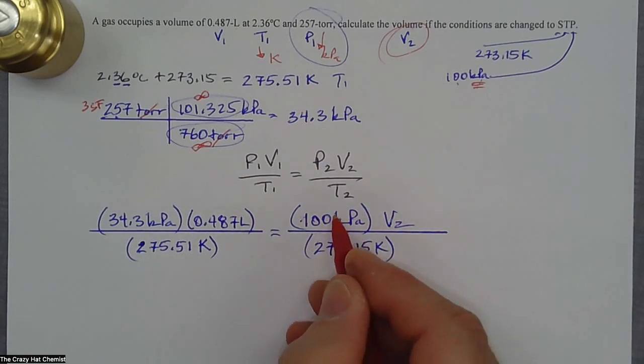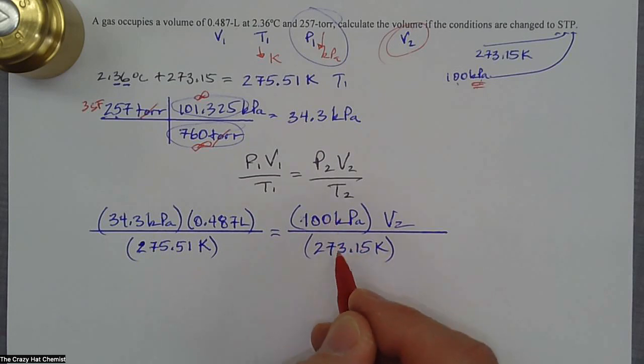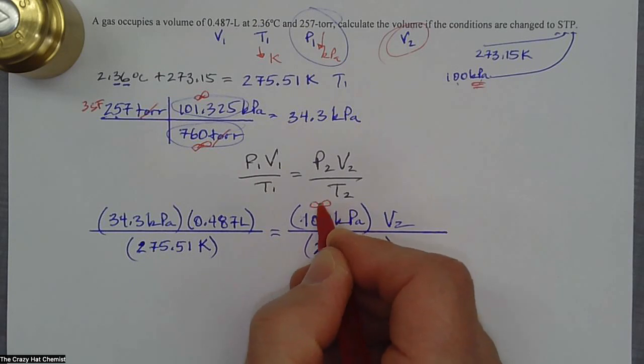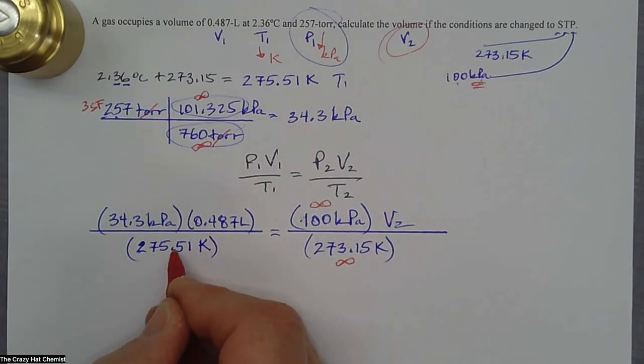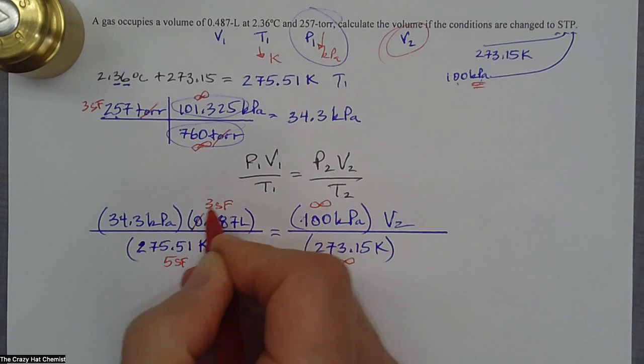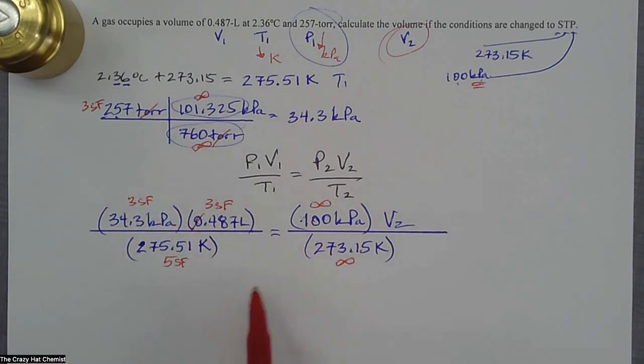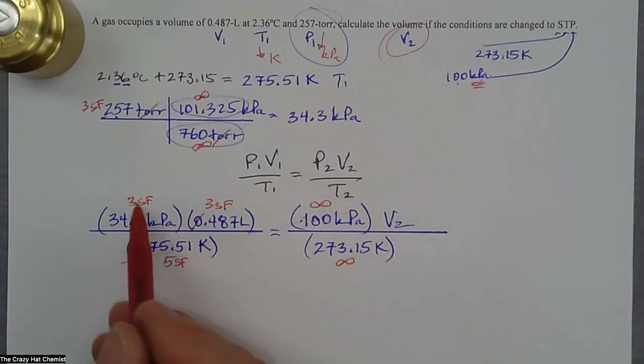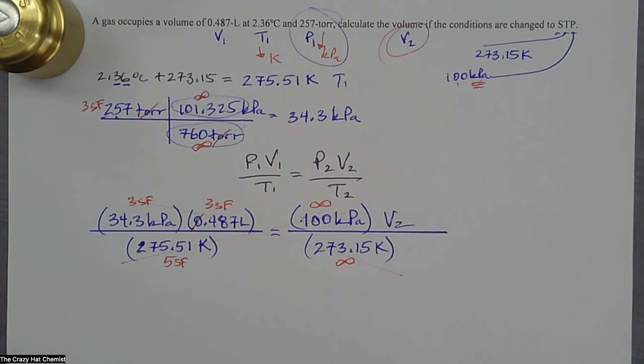Because this is at STP conditions, the standard temperature has an infinite number of significant figures, and the standard pressure has an infinite number of significant figures. I have 3 significant figures in this temperature. Leading zeros don't count, so this has 3 significant figures, and this has 3 significant figures. So I'm going to have 3 significant figures after I'm done with this problem. Just like what we did before, we're going to do crisscross applesauce as far as the multiplication and solving for V2. So in solving for V2, what are you going to plug into your calculator?